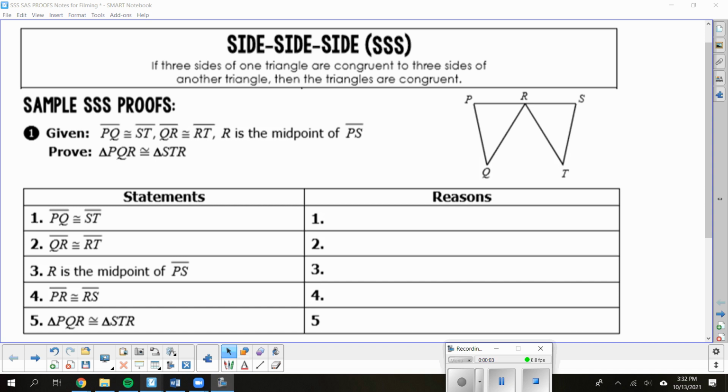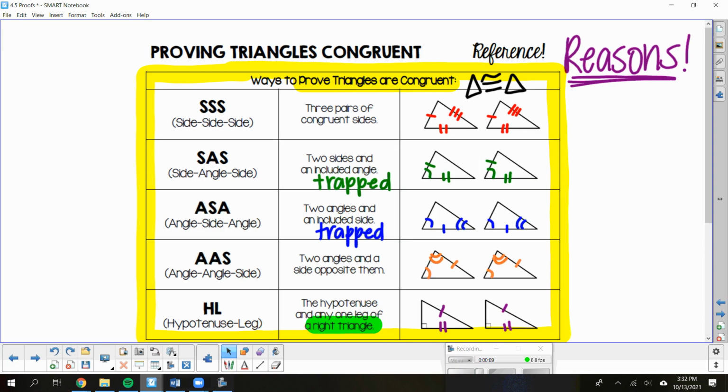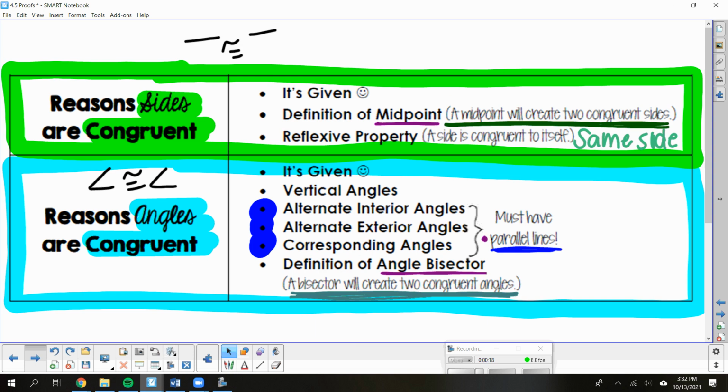Alright, today we are going to dive into side-side-side and side-angle-side proofs. Make sure you have that reference sheet out, so you should already have this. Remember, this is where we're going to go to get all of our reasons. So reasons triangles are congruent are any of the big five.